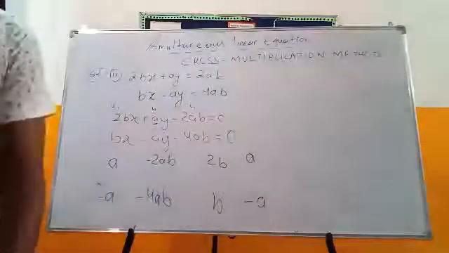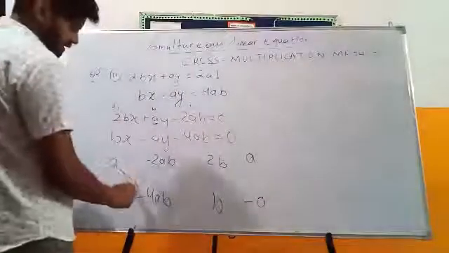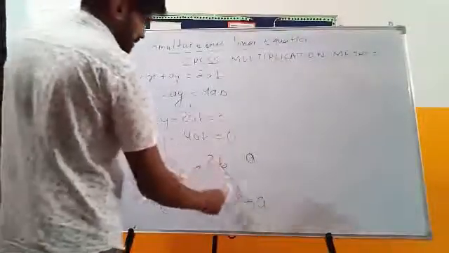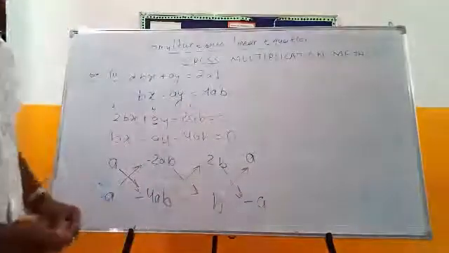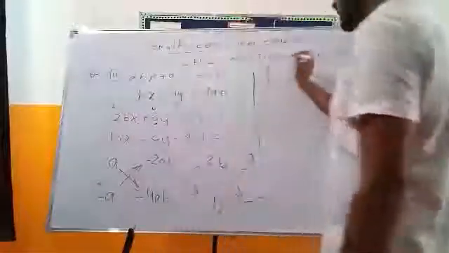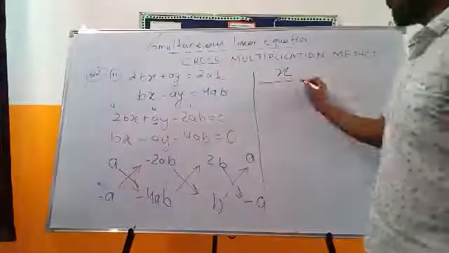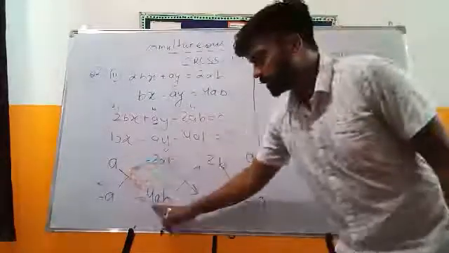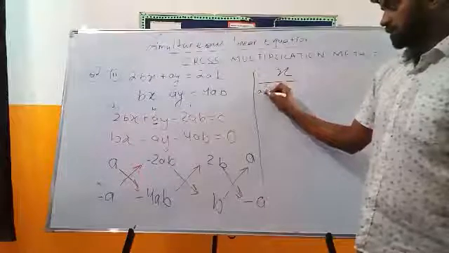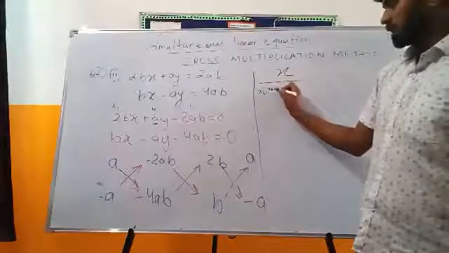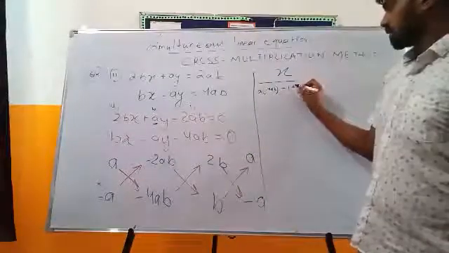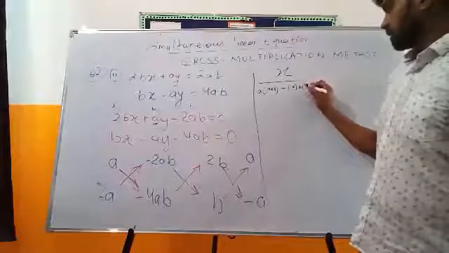What to do in this? Cross multiply them. This and this, this and this, and so on. I don't have space over here, so I'll be doing it on that side. So I'll write x upon b1 into this, so that is a into minus 4ab minus a into minus 2ab.